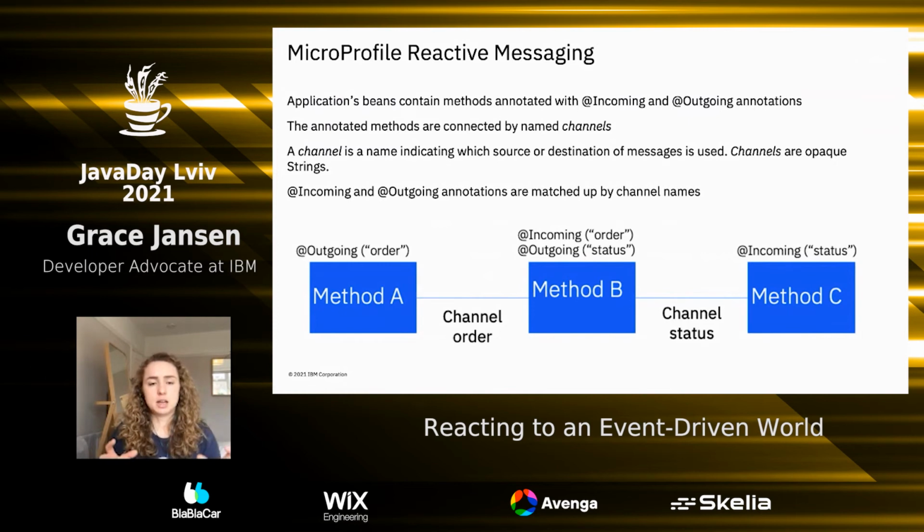They are connected together, so the @Incoming and @Outgoing annotations are connected together by something called channels. Now, a channel is literally just an opaque string. You can have either internal channels or external channels. An internal channel is essentially just between two methods within an application. An external channel is actually called a connector in this case, and that connects to external messaging brokers like Kafka, for example.